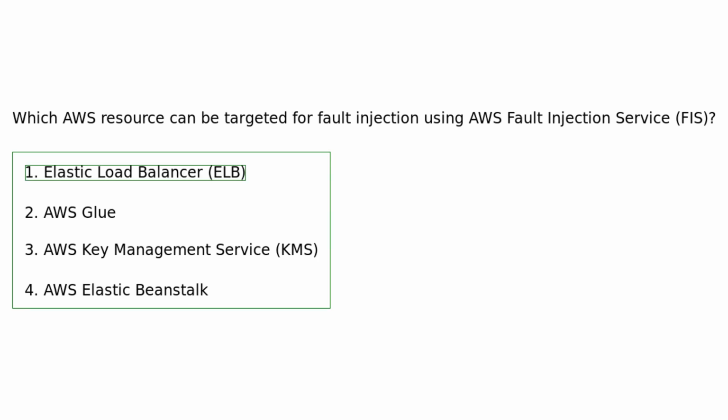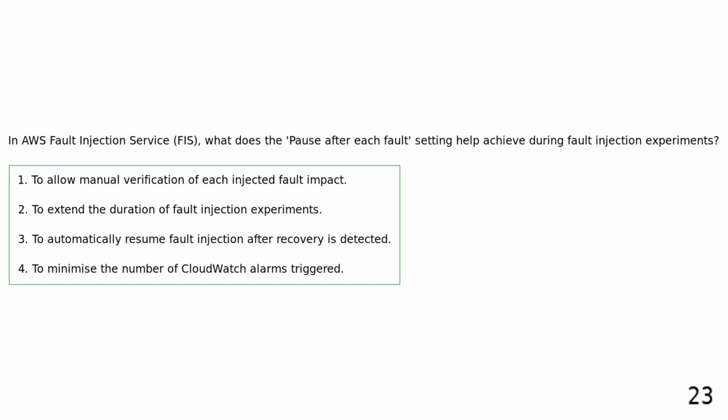AWS Fault Injection Service can target various AWS resources like EC2 instances, RDS databases, and Elastic Load Balancers for injecting faults. In AWS Fault Injection Service, what does the pause after each fault setting help achieve during fault injection experiments? To allow manual verification of each injected fault impact. To extend the duration of fault injection experiments. To automatically resume fault injection after recovery is detected. To minimize the number of CloudWatch alarms triggered.